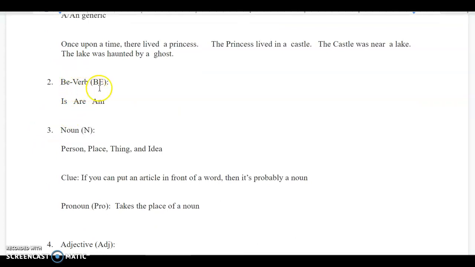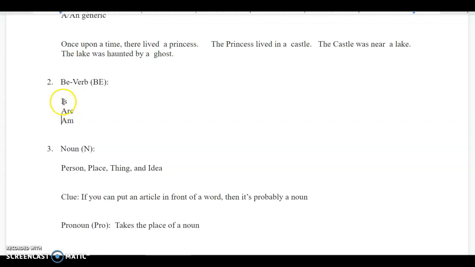Let's talk about be verbs. Now again, there are 3 main be verbs in the English language, and it is, are, and am. Okay, so again, write that down on your notes. It's is, are, and am. So if you say something like, he is funny, right? They are tall, and I am pretty. So these are your be verbs, is, are, and am. Those are your be verbs.